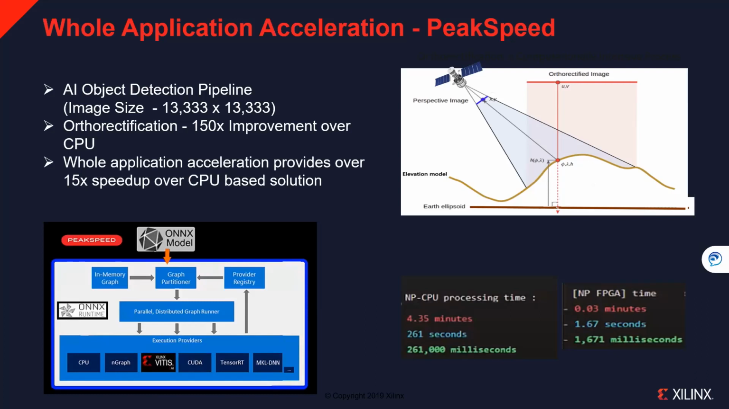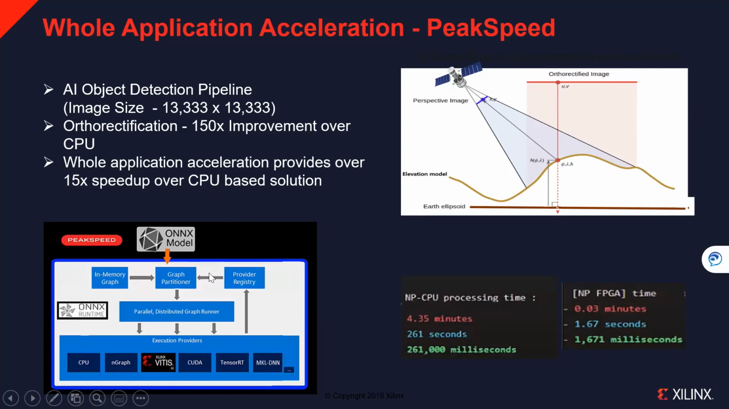One major process, called ortho rectification, was very time consuming on CPUs or even other devices. Just to give you a ballpark figure, it was taking more than 4 minutes just to process one image for ortho rectification. And when it got accelerated on FPGAs, it came down to just 1.67 seconds per image. That gave a 150x improvement over CPU. And this pipeline, of course, included all other components as well. So overall, at application level, the speedup was like 15 times.